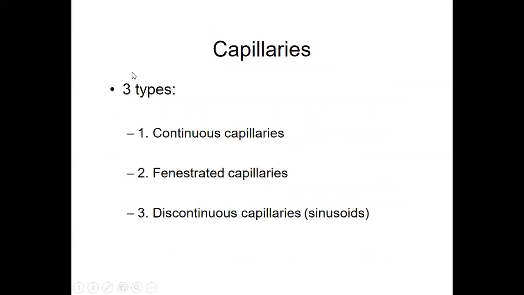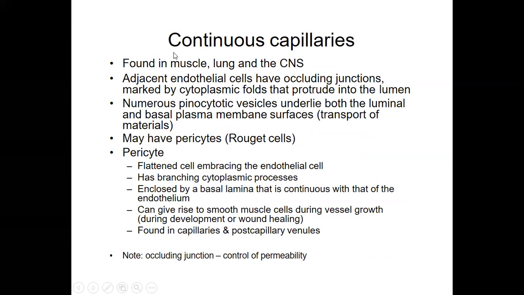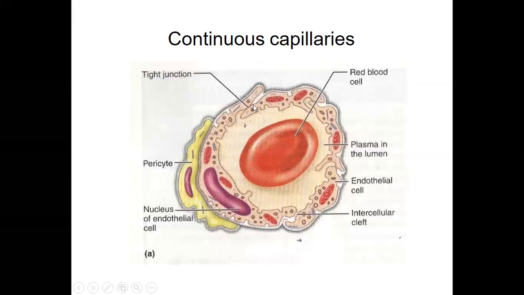For the capillary, it has three types: the continuous capillary, the fenestrated capillary, and the discontinuous capillary or sinusoid. The continuous capillary can be found in muscle, in the lung, and in the central nervous system. The adjacent endothelial cells have occluding junctions, very tight junctions between the cells. The presence of the occluding junction is marked by a cytoplasmic fold that protrudes into the lumen. You can see here, this is the tight junction.